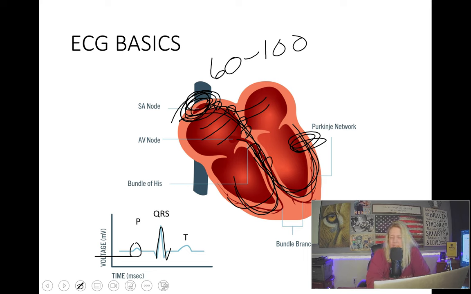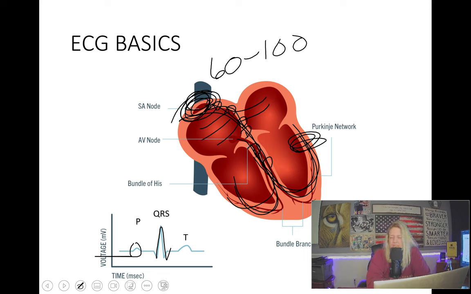1, 2, 3, 4, 5. So that's 1 second. 1, 2, 3, 4, 5. That's 2 seconds. 1, 2, 3, 4, 5. That's 3 seconds. 1, 2, 3, 4, 5. That's 4 seconds. 1, 2, 3, 4, 5. That's 5 seconds. 1, 2, 3, 4, 5. That's 6. So it is a 6 second strip.